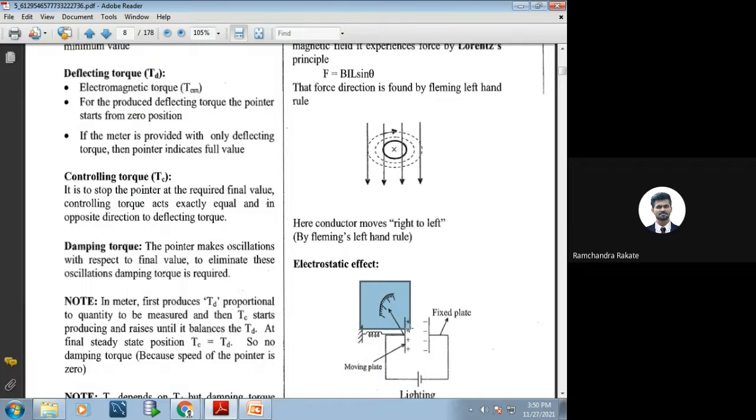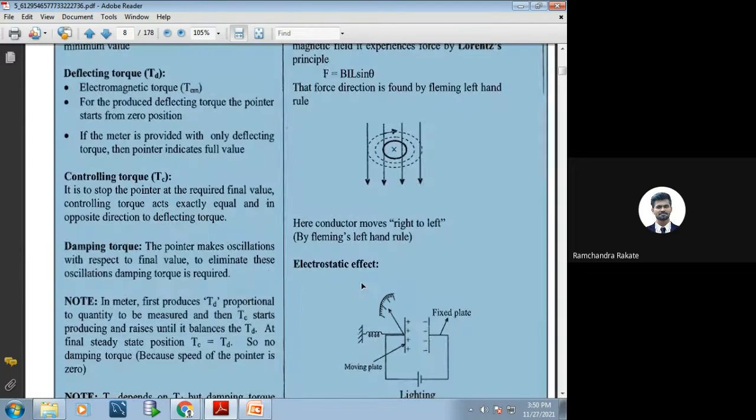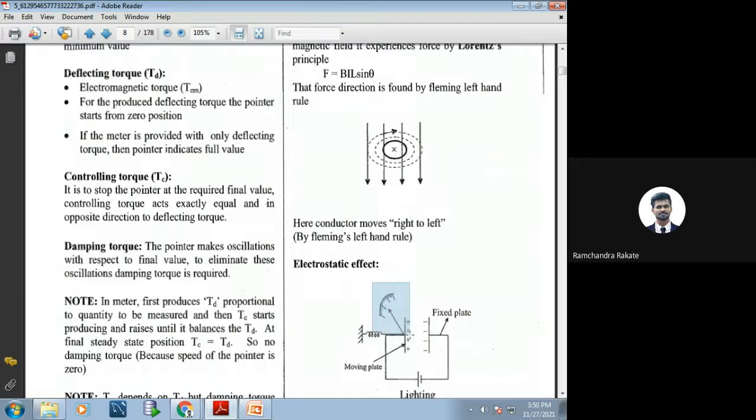Shall I repeat the question? I'm asking a practical question. Consider only this screen. What they are saying is that the pointer is at null position. Is it? Yes, sir. Pointer is at null position.